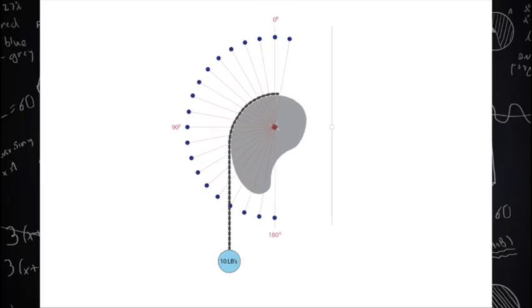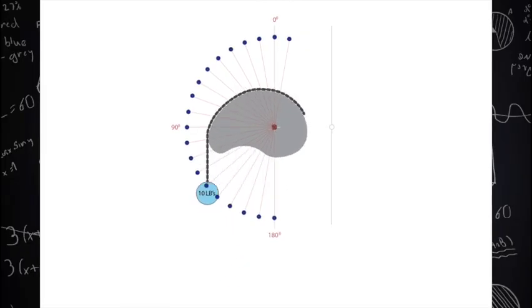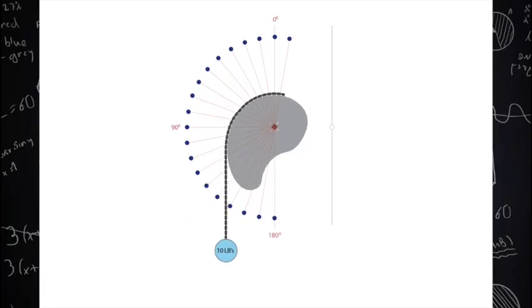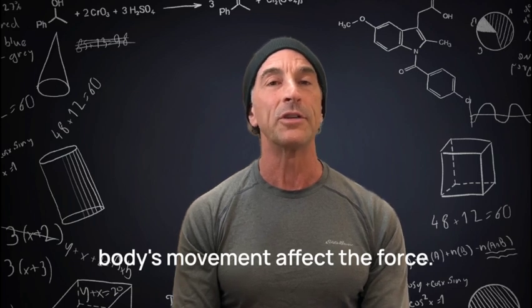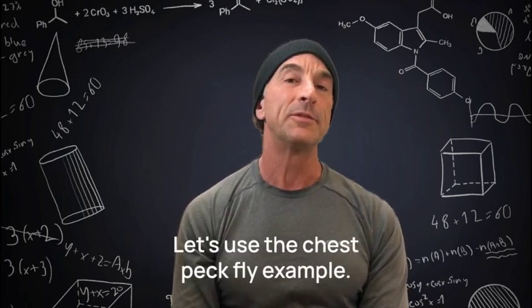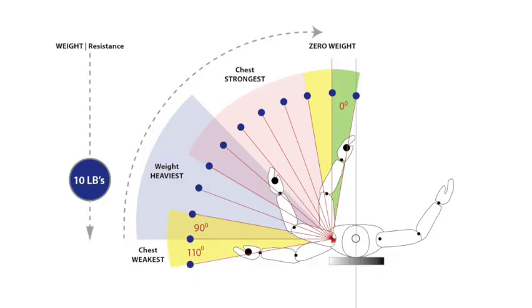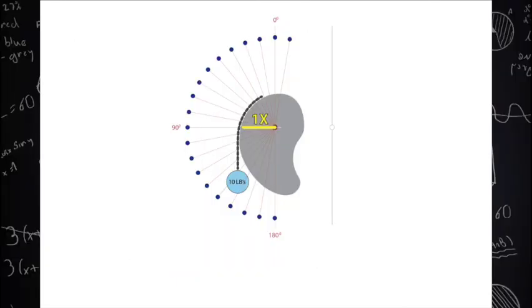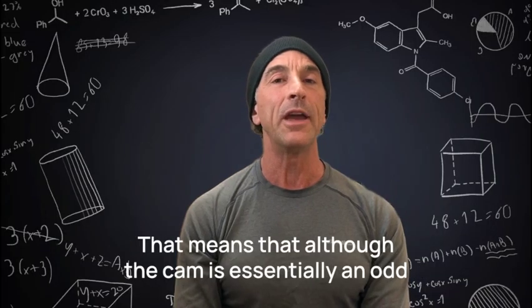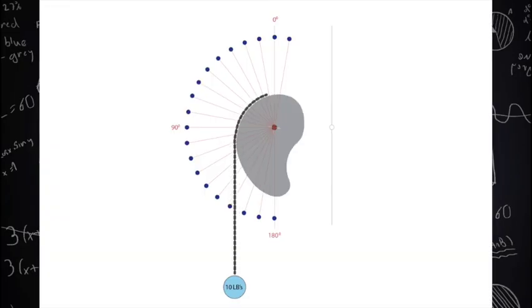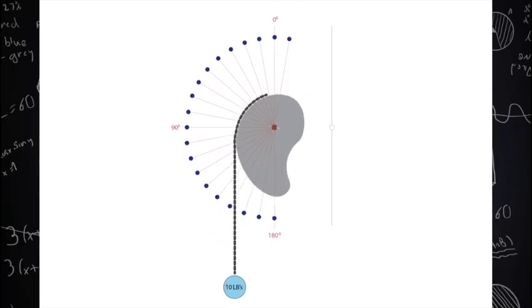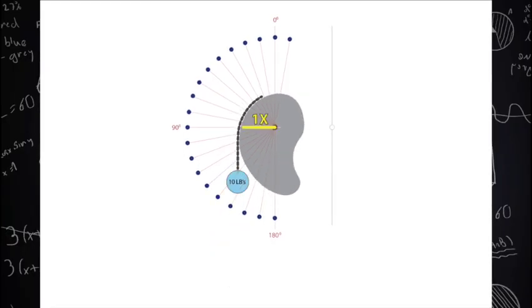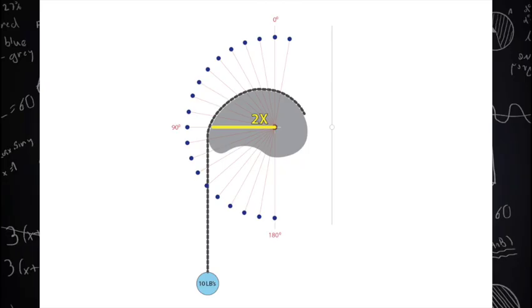The cam is essentially a series of levers which change length as the cam wheel rotates through various degrees around a pivot point or axis point. And the cam is calibrated or aligned with our body's movement, effective force. It's really ingenious. Let's use the chest pec fly example. When your pecs are at the weakest, the yellow zone, the distance from the cam's pivot or axis point is shortest. That means that although the cam is essentially an odd-shaped wheel, at every point along the odd-shaped wheel, the distance between the pivot point and the edge of the wheel changes, and that distance is essentially a lever arm. When the lever arm is short, the weight of resistance becomes less. When the lever arm is long, the weight of resistance becomes more.